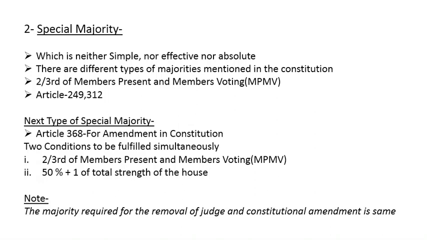Then we have the next type of special majority, which is given in Article 368 for amendment in the Constitution. It should be made clear that any change in the Constitution, even if you have to insert a full stop or comma, will be an amendment in the Constitution, and for that two conditions need to be fulfilled simultaneously. First, 2/3 of the members present and voting. Second, 50% plus 1 of the total strength of the house.